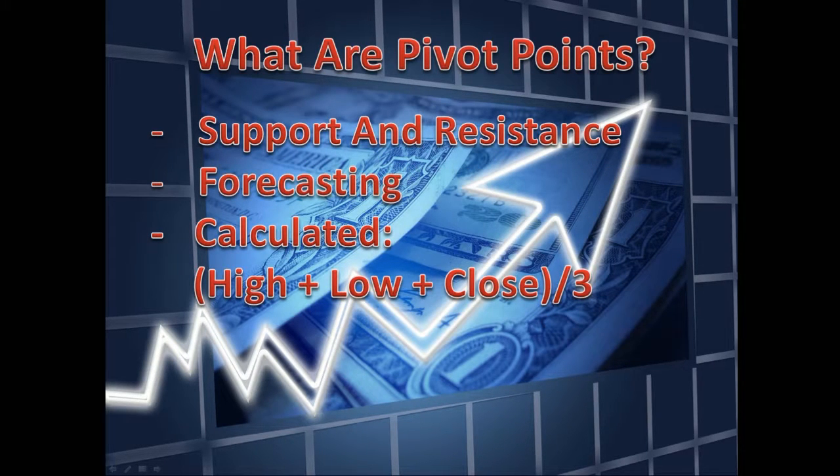what are pivot points? Pivot points are basically a tool for determining support and resistance. They're good for forecasting potential direction and where things might end up or where they will go. And they're calculated pretty simplistically. It's high, low, close, divided by 3.